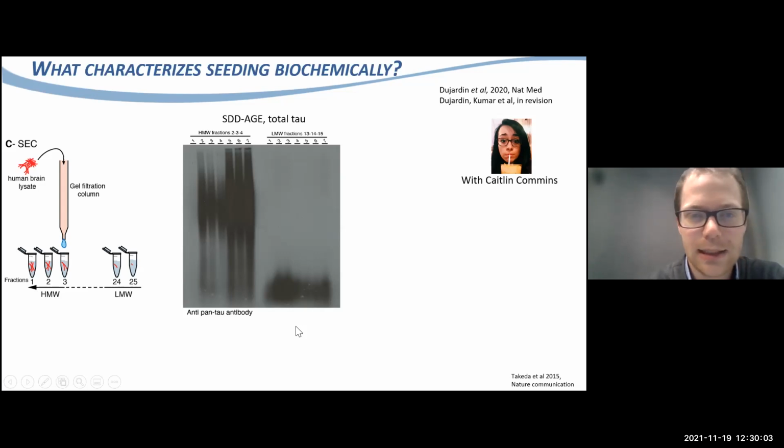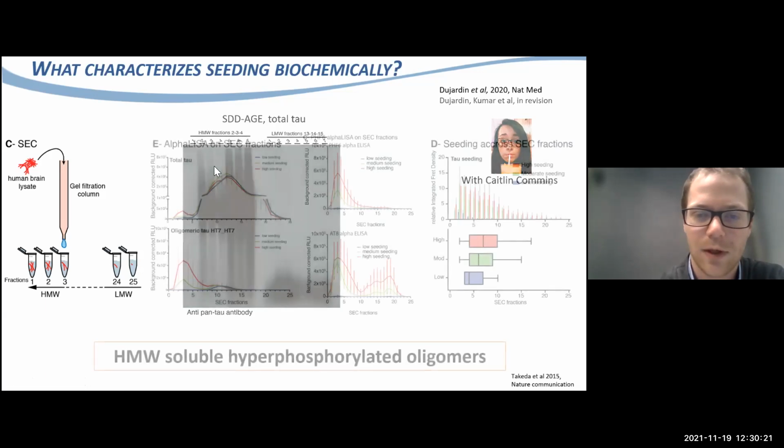And we analyzed that using SDS-PAGE as a first step, and you can see that you have differences in the amount of this high molecular weight. So this here is the high molecular weight fractions, and here is the low molecular weight fractions. You can see they have differences from case to case.